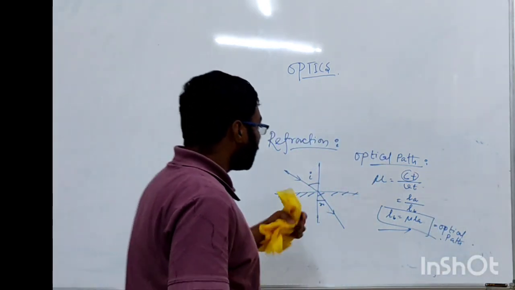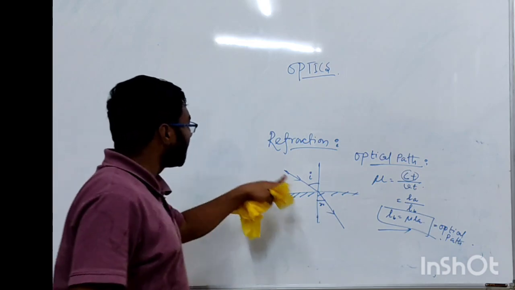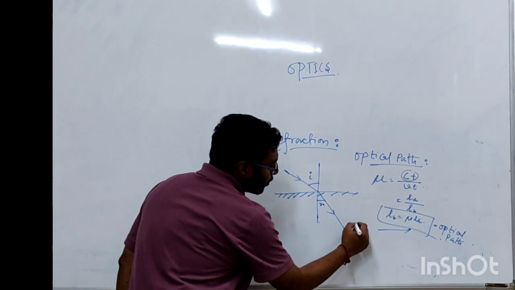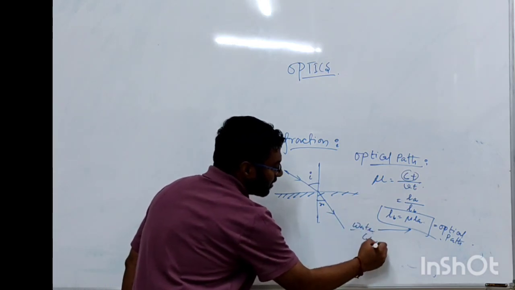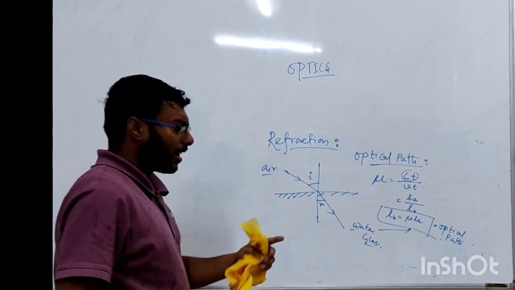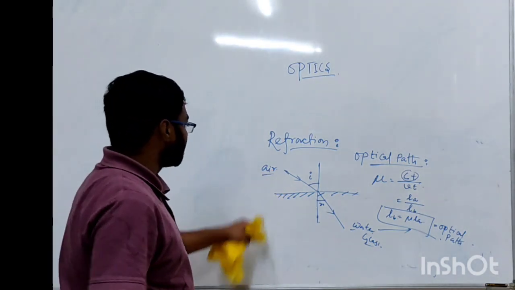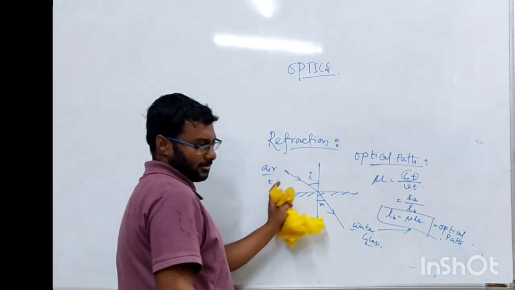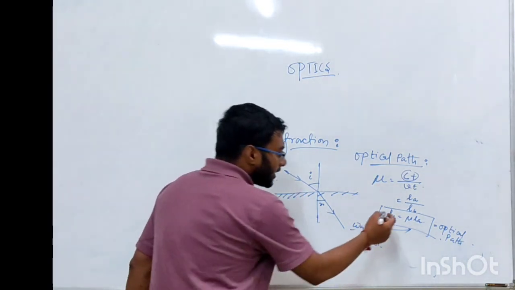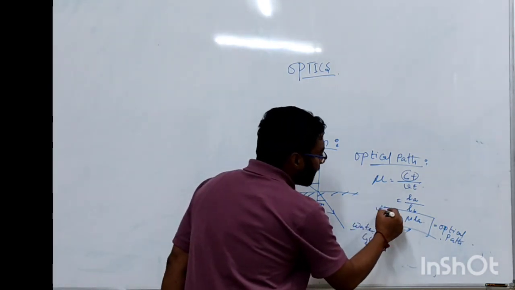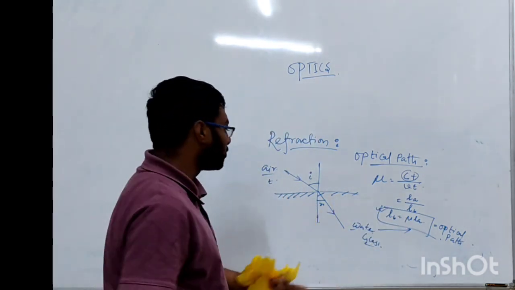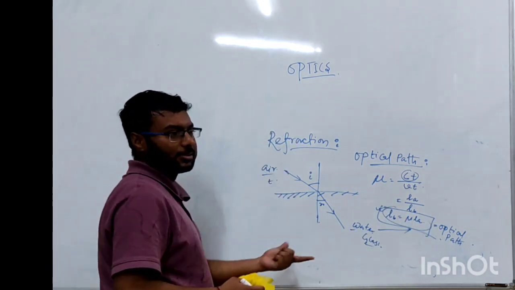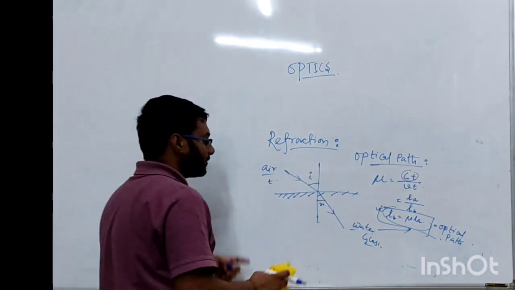Why do we require this optical path? Consider light travels from air and, after refraction, travels through water or glass. We know that in a particular time, light travels different lengths in different media. So how can we compare this length for different media? For that we have to assume what path light would travel within air. This is called the optical path. So for refraction we have to calculate this optical path. That's why I mention this.